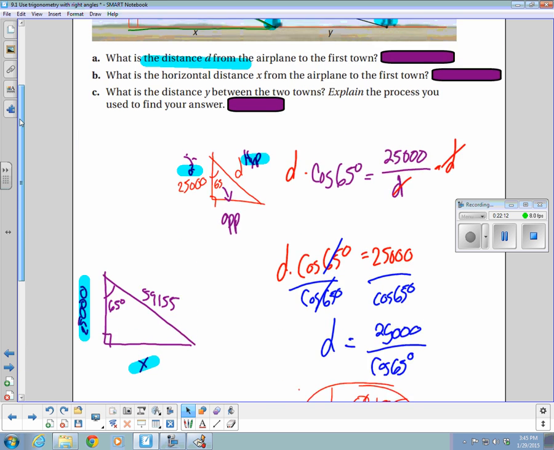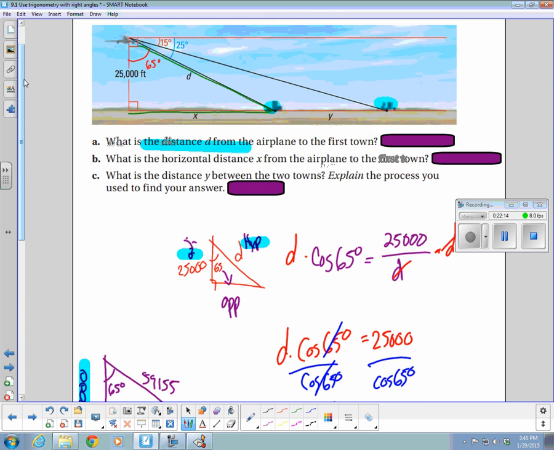So now we know, going back up here, we know this distance as well. Okay? So the part C, which hopefully you tried. If you haven't, pause it, try it now. Okay, part C, it says, what is the distance y between the two towns? Explain the process. Okay, well, all right, let's see if we can figure this out. If we already know the distance for x, and we're trying to find the distance for y, we're going to have to go back to another triangle of some sorts.